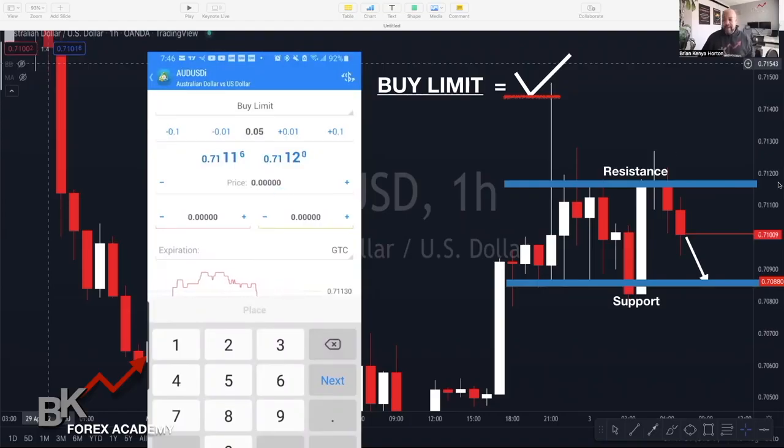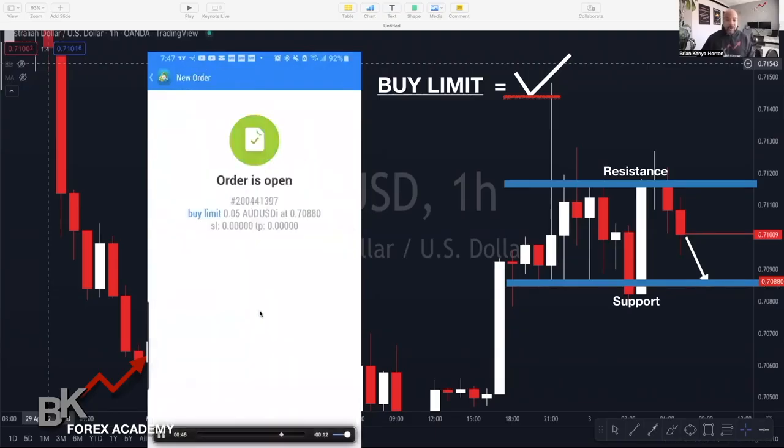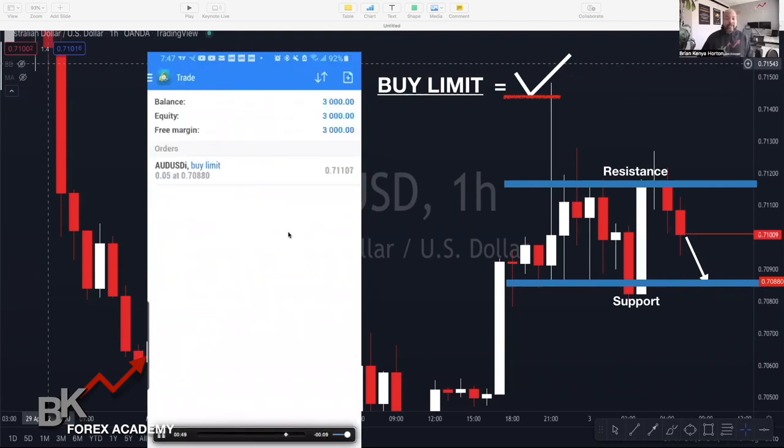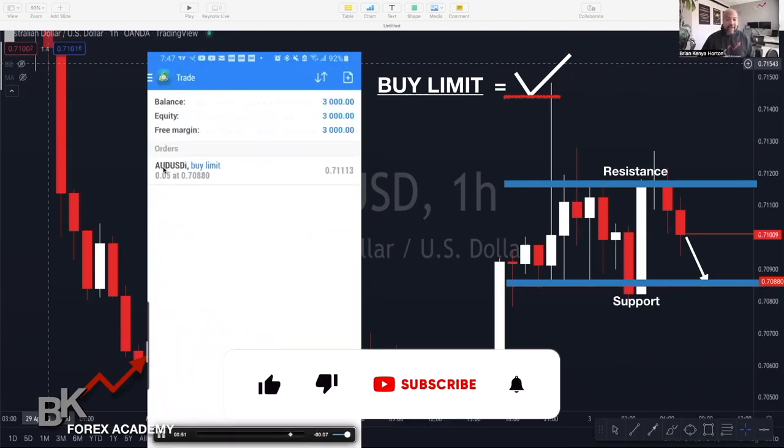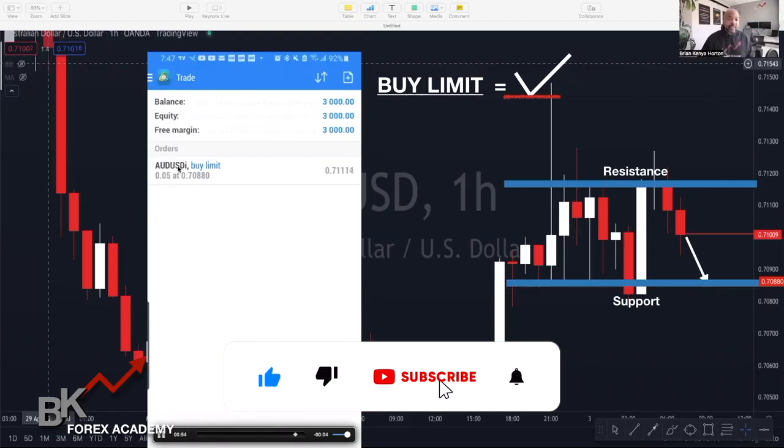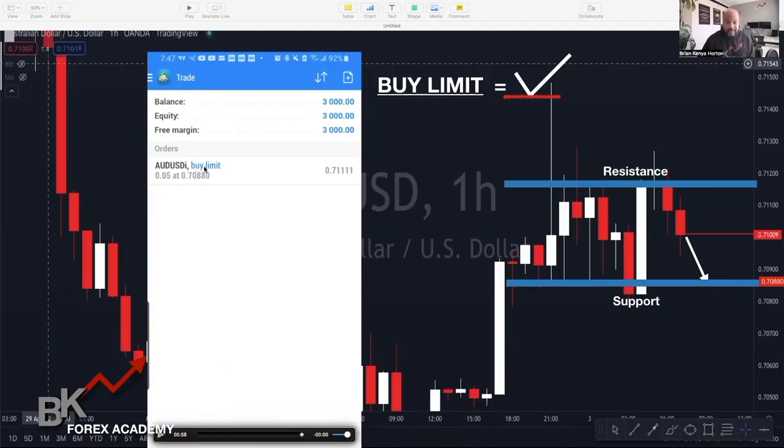So let's enter in our price here on the right, which is 0.70880, because that's where we want to be activated in. And then we're going to hit place order. And now our order is pending. And we can see in our MetaTrader 4 right here everything that we put in. AUD USD, that's the pair we're in, Australian dollar and United States dollar. We entered a buy limit at 50 cents a pip, and our entry price or our order price is at 0.70880, like I said, right here at the bottom on the right.